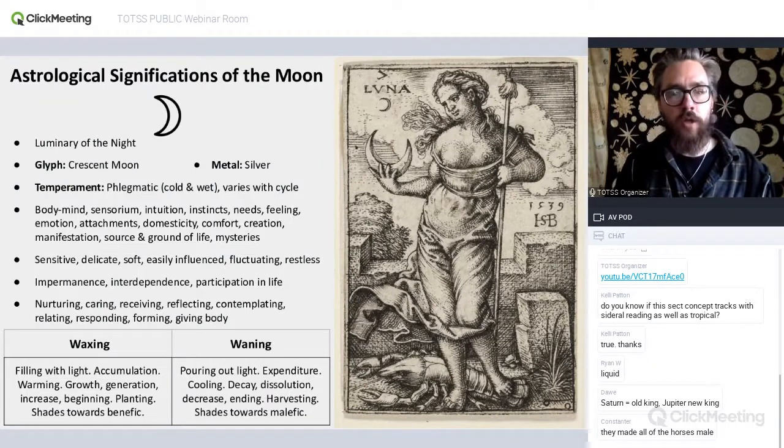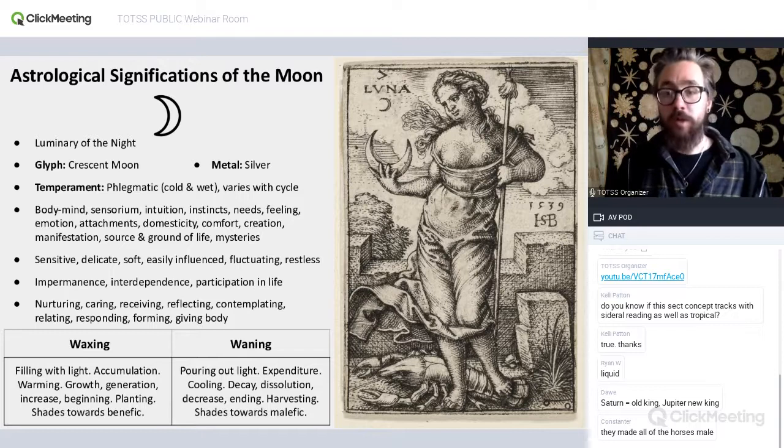All right, so now some astrological significations of the moon. The moon is the luminary of the night. Her glyph is uncomplicated, it's just a crescent moon, and her metal is silver. And we think of the quality of moonlight, it's very silvery in quality, that sort of gray but radiant light.